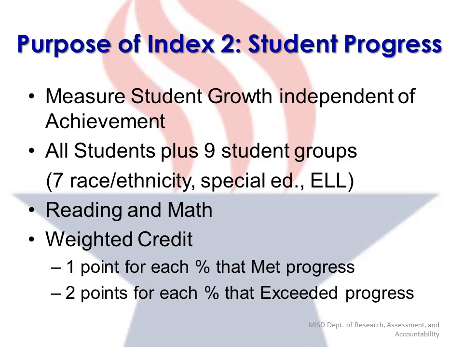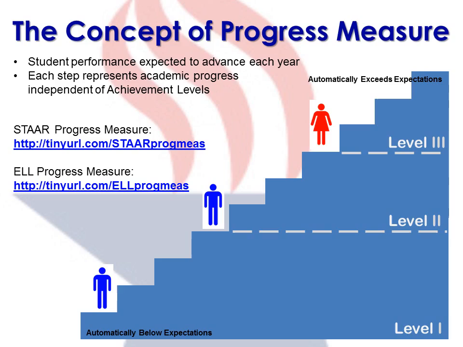Next, we'll turn our attention to the purpose of Index 2. Index 2 is focused not on a passing standard, but on the growth of student performance from year to year, specifically in reading and math. It examines all students at the campus as well as 9 separate student groups. Index 2 also incorporates weighted credit into the calculations for students who exceed progress expectations.